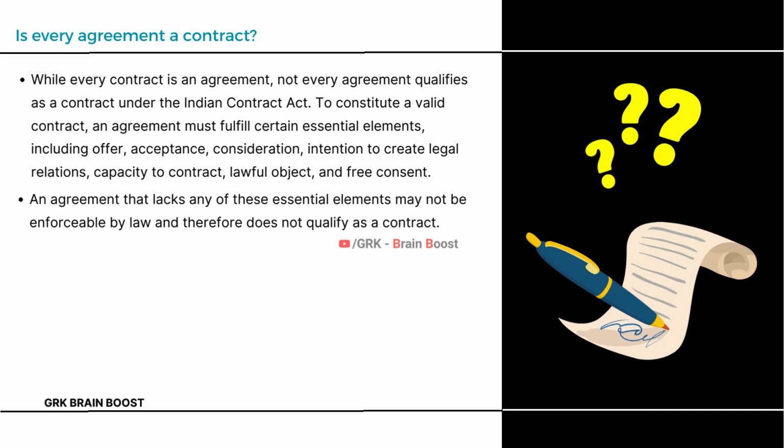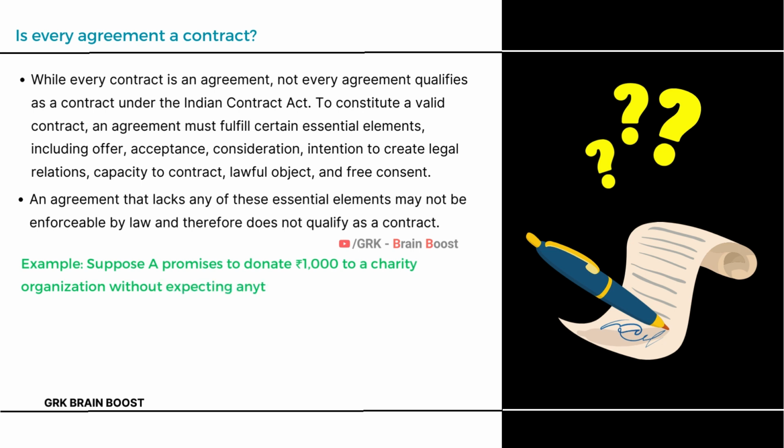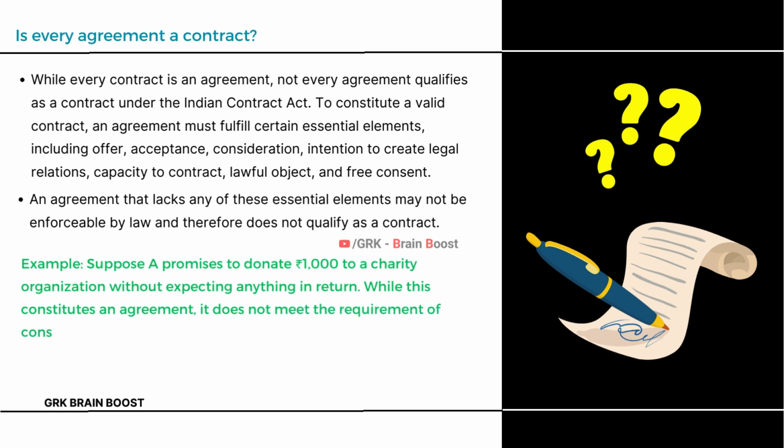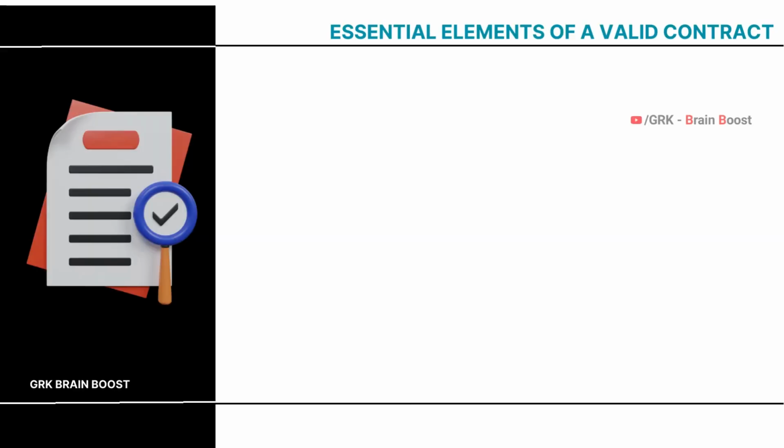An agreement that lacks any of these elements may not be enforceable by law and therefore does not qualify as a contract. Example, suppose A promised to donate 1000 rupees to a charity organization without expecting anything in return. While this constitutes an agreement, it does not meet the requirement of consideration and therefore cannot be enforced as a contract.